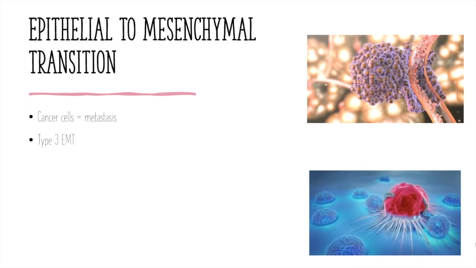One of the unfortunate things about epithelial to mesenchymal transition is that cancer cells can take advantage of this process for metastasis, a type 3 EMT, which is the development of a secondary malignant growth not located at the primary site of cancer.